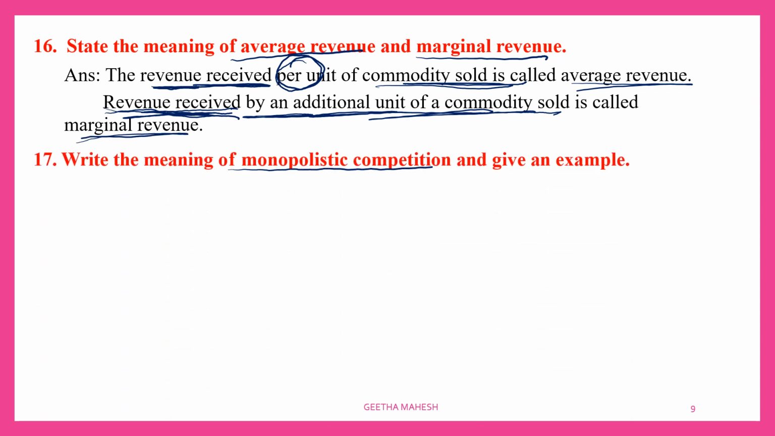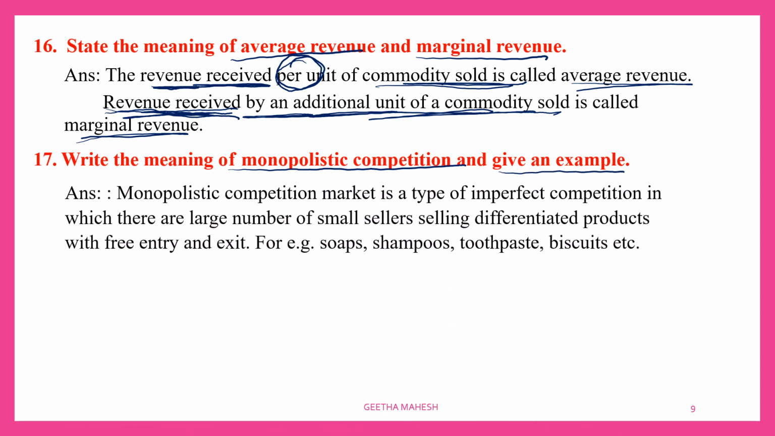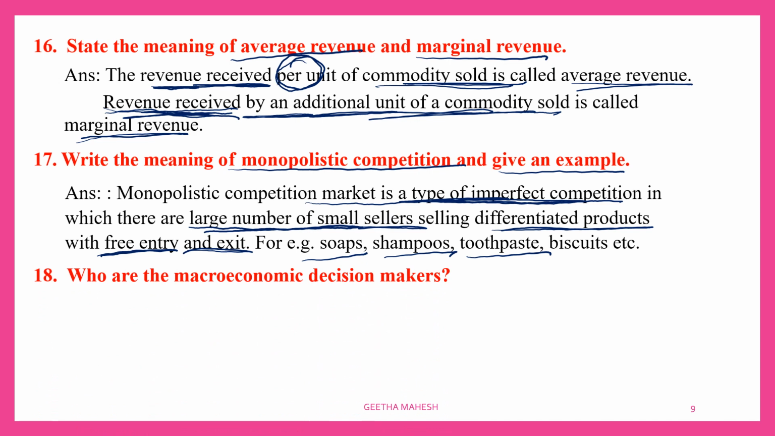Write the meaning of monopolistic competition and give an example. Monopolistic competition is a type of imperfect competition in which there are a large number of small sellers selling a differentiated or heterogeneous product with free entry and exit. Good examples are soap, shampoos, toothpaste, biscuits, etc.